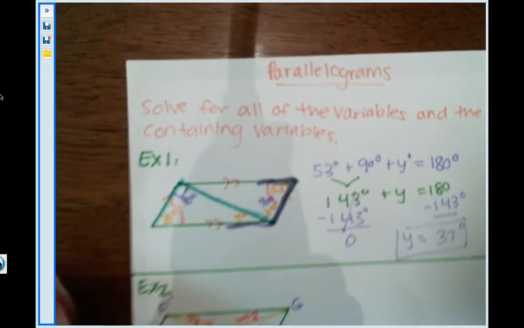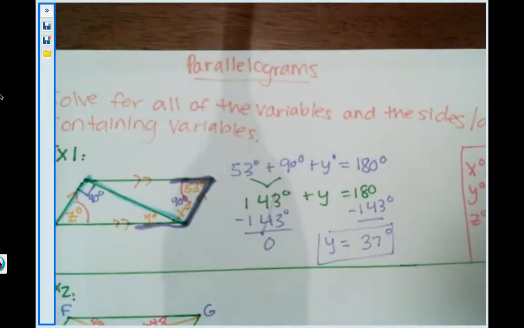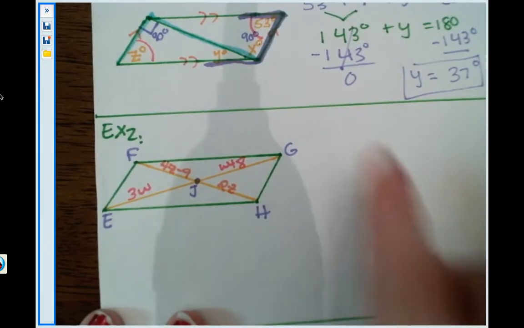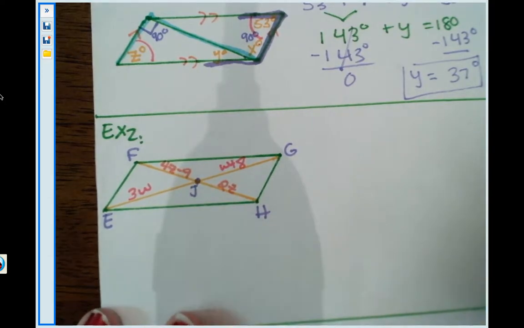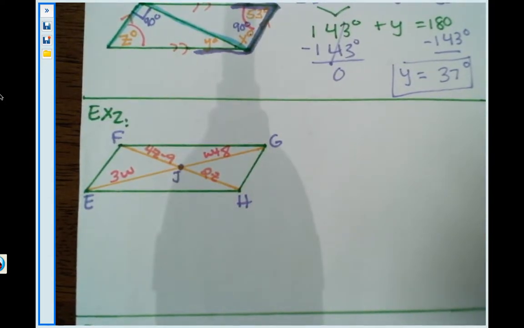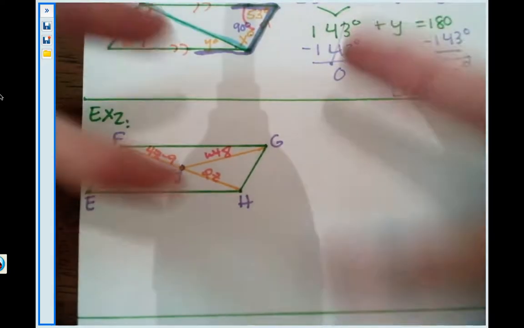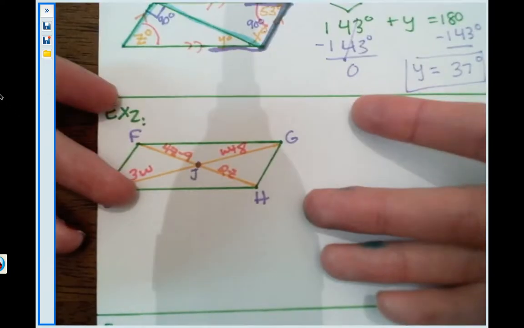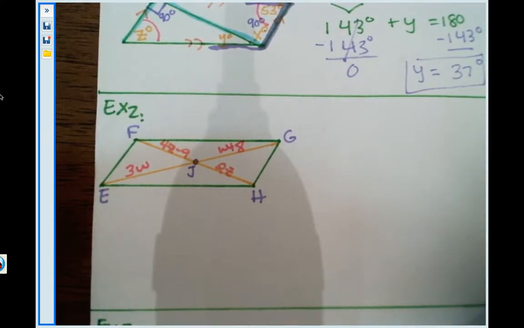So we are looking for the variables and the sides or angles containing the variables. Not only are we solving for W and Z, we also need to find the lengths of all these pieces of the diagonal. Do you remember any parallelogram properties that have something to do with diagonals? Because I see a bunch of diagonals in my picture.